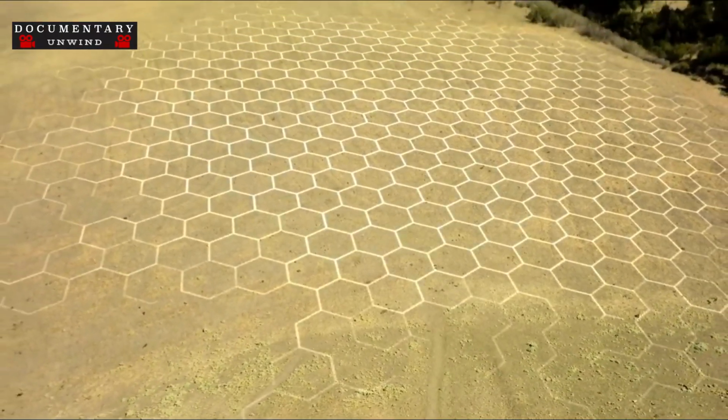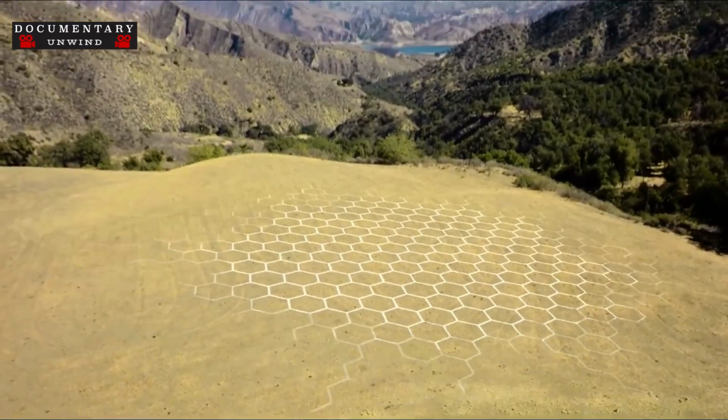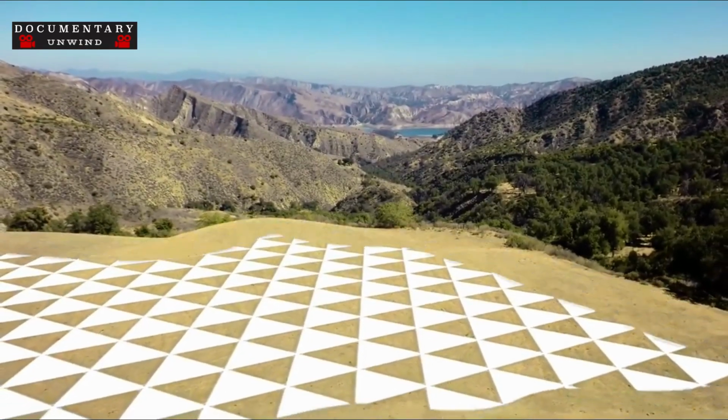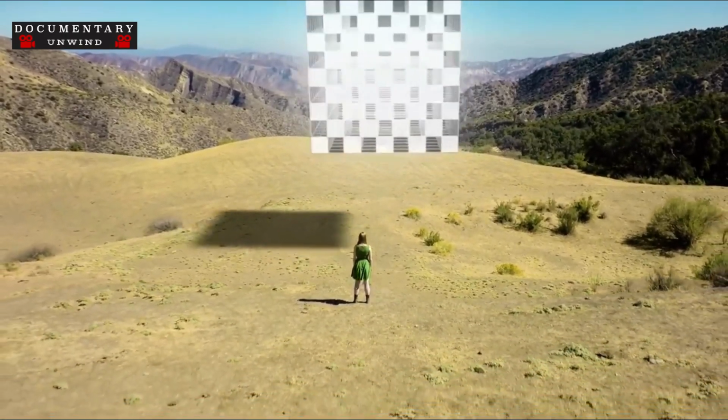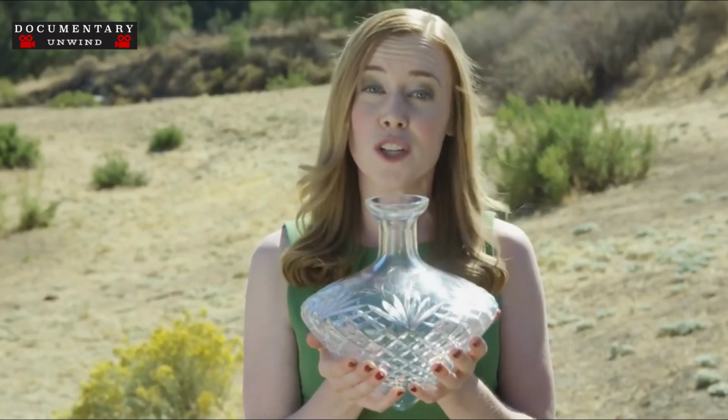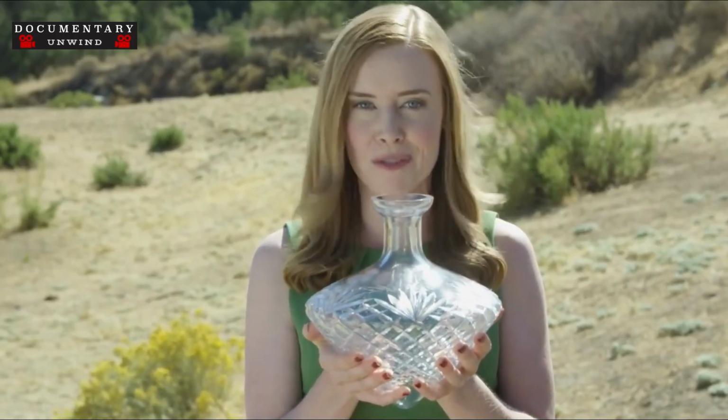So that's a two-dimensional crystal. This is another two-dimensional crystal. And this is another. You can also have three-dimensional crystals. By the way, this 3D glass is called crystal because its atoms are actually arranged in a crystalline pattern.